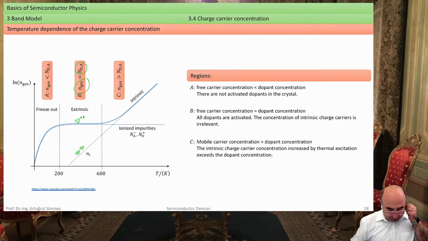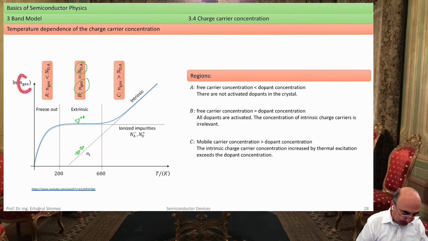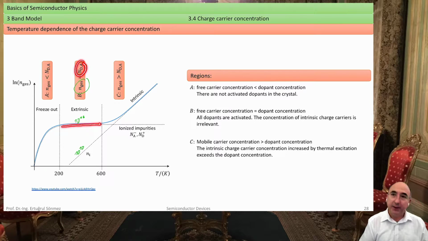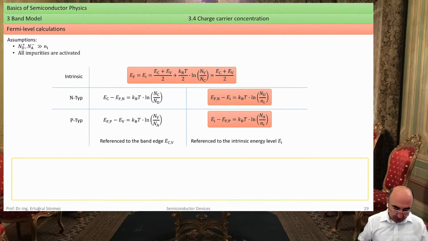I have told you something about the free carriers as a function of the temperature. In the freeze-out zone, not all dopants have accepted or donated. In the extrinsic zone, all donators are assumed to have generated a mobile electron. And in the intrinsic zone, the intrinsic carrier concentration exceeds the doping concentration. So, this is the common sense now for the next slides. From now on, we are always in the extrinsic area.